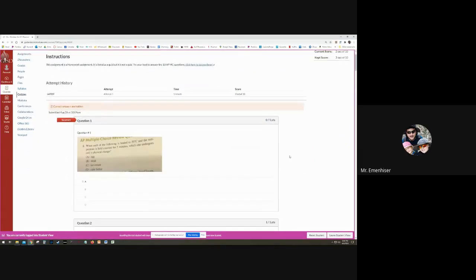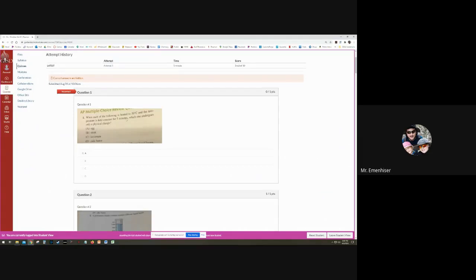All right, so here's number 1. When each of the following is heated to 50 degrees and the temperature is held constant for 5 minutes, which one undergoes only a physical change? The answer to that is ice cream. All right, and the reason for that is because the ice cream would melt. So that is C.